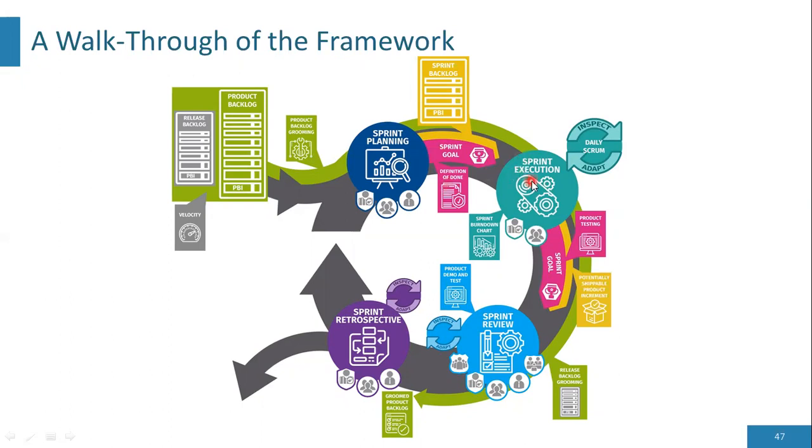And the sprint is executed based on the plan and the goal and the backlog. And during the sprint, there is a daily scrum meeting for inspection and adaptation. And during the sprint, there is also the sprint burn down chart for tracking progress. And during the sprint, there is product testing to ensure that the sprint goal has been achieved. And that will end in the realization of a potentially shippable product increment. That product increment is taken through the sprint review, where the product is demonstrated to the users. And it is once again inspected and adapted.